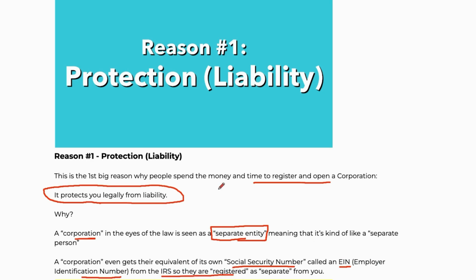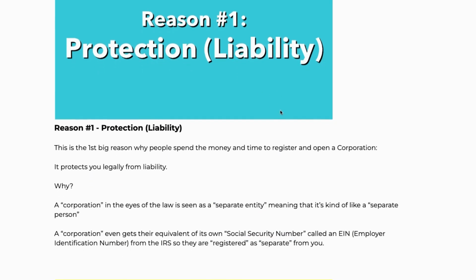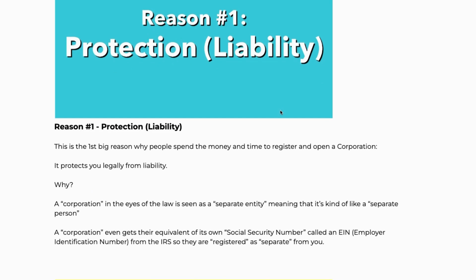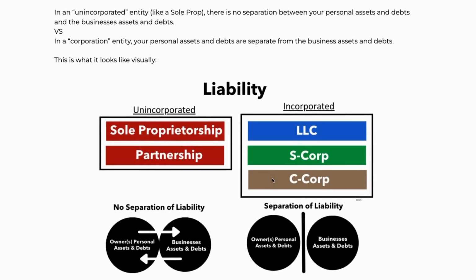So they are registered separate from you. In the same way that when you go to the doctor's office or register for a credit card or a phone bill, you use your social security number, when you do things for the purposes of a business, there is now a separation between you, your social security number, and your EIN, which is your corporation's kind of social security number. It's the identification number for a corporation. So visually, this is what that entire thing looks like.